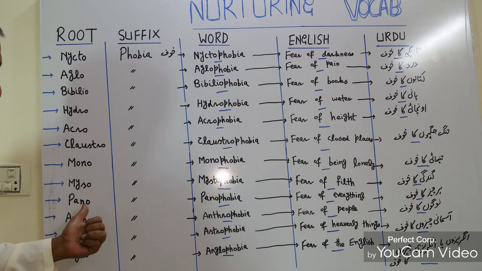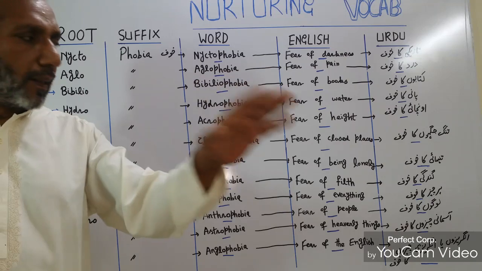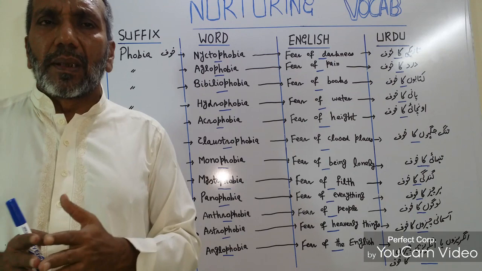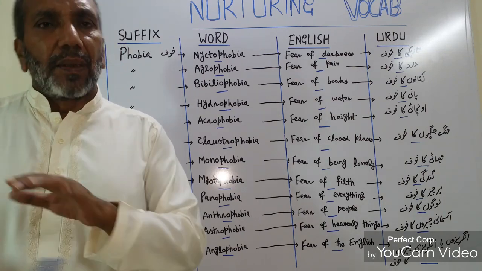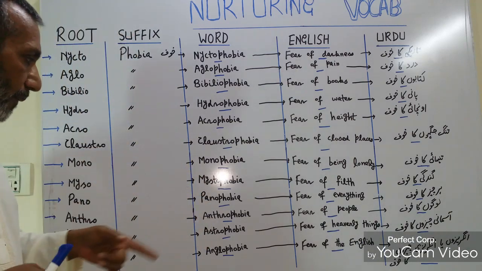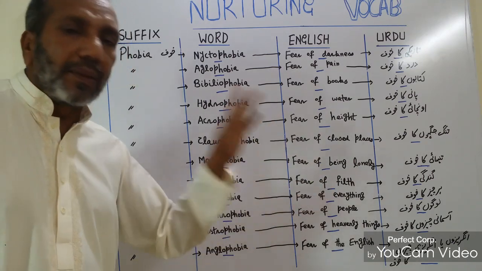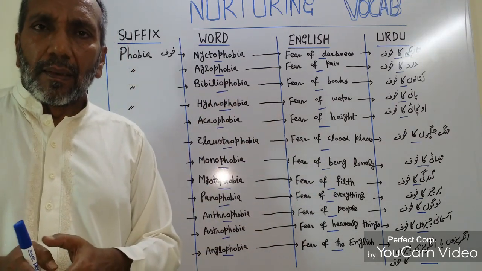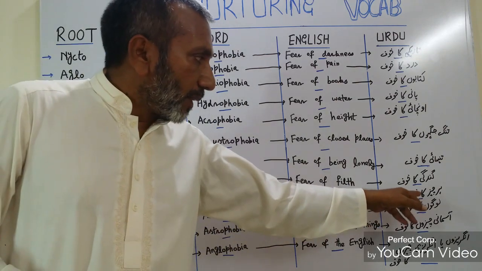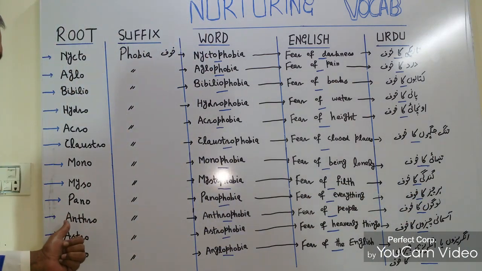The next is pan. Or pano, you can say. Pan means when everything is there, right? You might have heard the word pantheism. Pantheism is a concept in which people believe that Allah Almighty is present in everything. So everything is sort of God, right? So pan means all. So panophobia means fear of everything. You are afraid of everything. It might be anything. So in Urdu it means har cheez ka khauf. Got some idea? Okay.